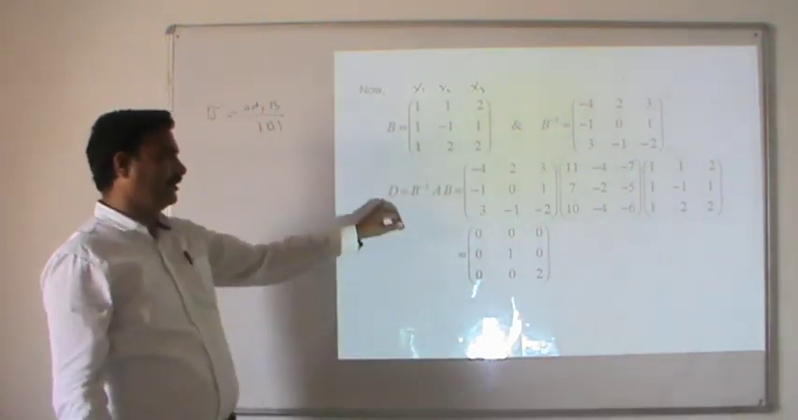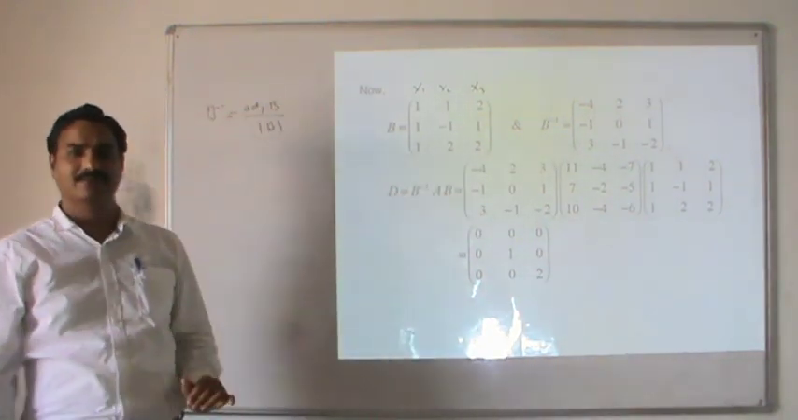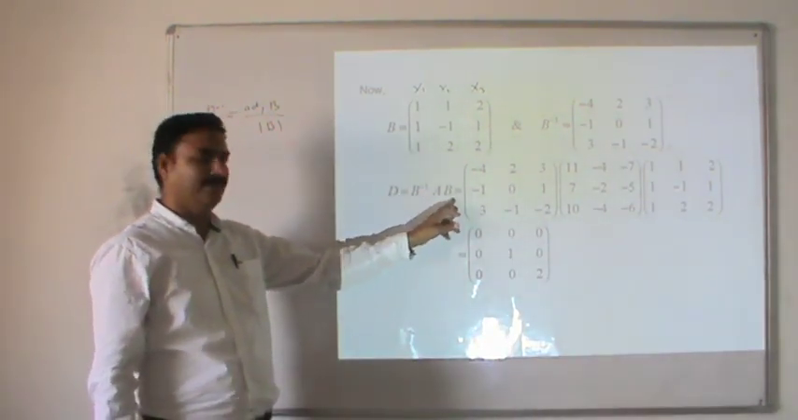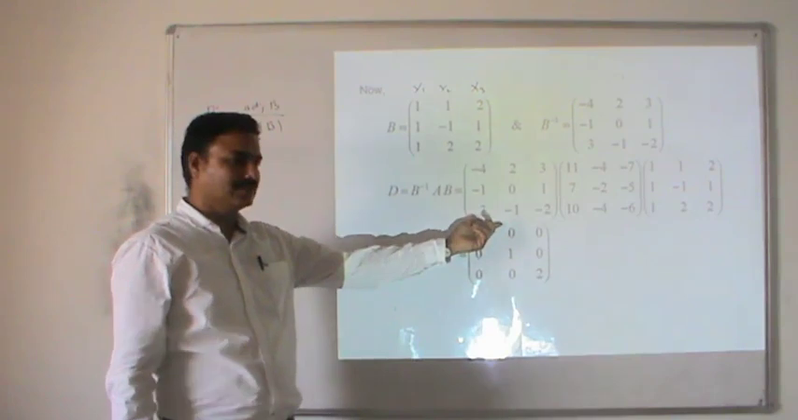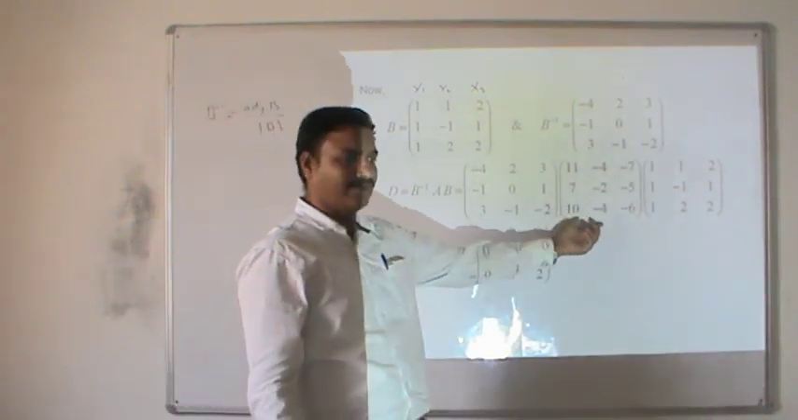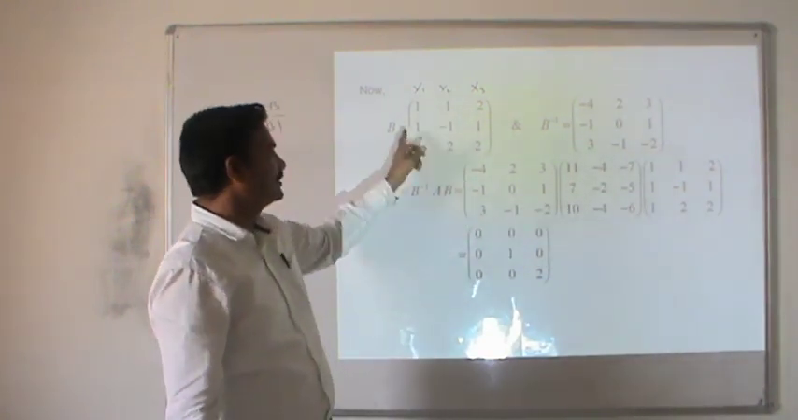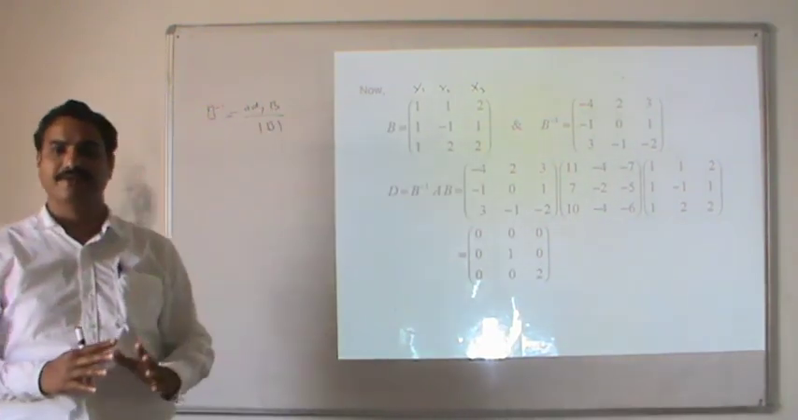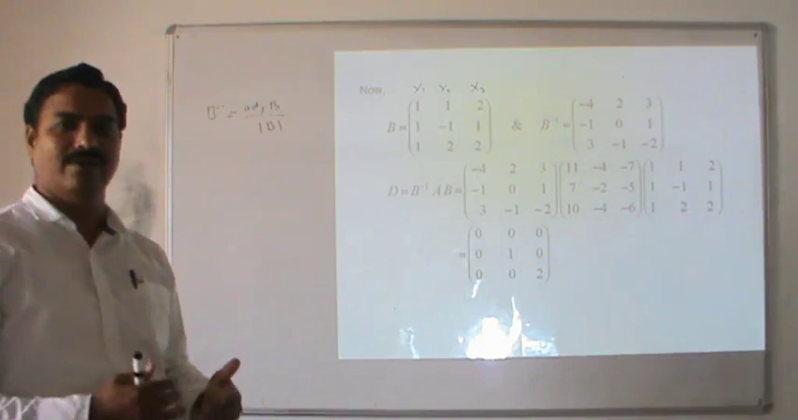And finally, in order to diagonalize the given 3 into 3 square matrix, we use the same formula, B inverse AB. So this is the value of B inverse, A is the given square matrix, and B consists of eigenvectors. And finally, we multiply all three 3 into 3 matrices in order to diagonalize them.